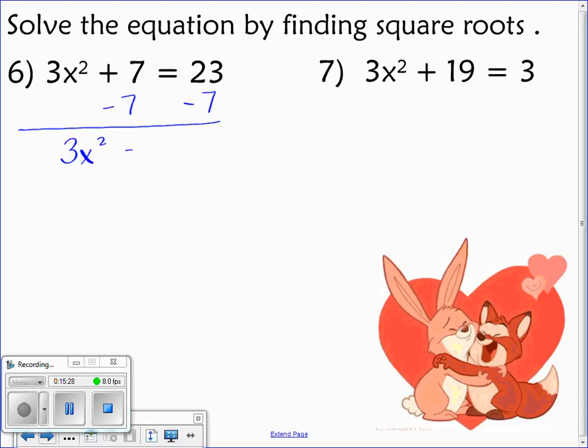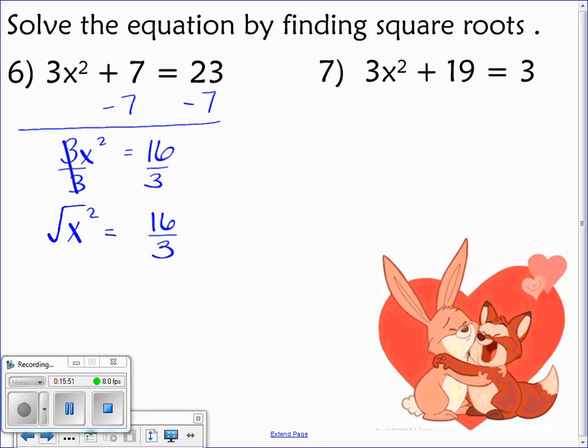3x squared equals 23 minus 7? Good, that's 16. Then what? Divide by 3. Got to get that x squared totally by itself. So 16 over 3, divide? No, leave it 16 over 3 then.